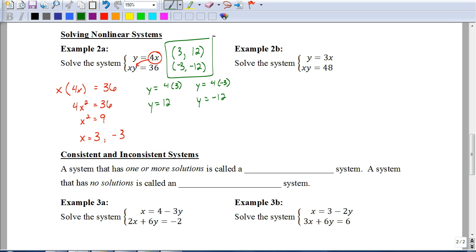So why don't you do the same thing for the next one? Take a minute, figure out how many solutions this one has, and find each of them. Pause the video and hit play when you're ready to check your answers.